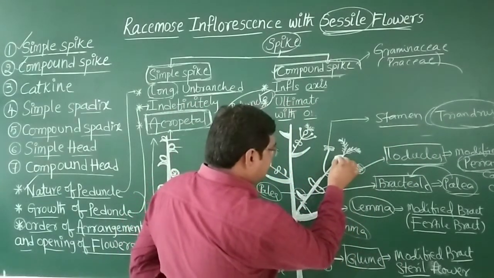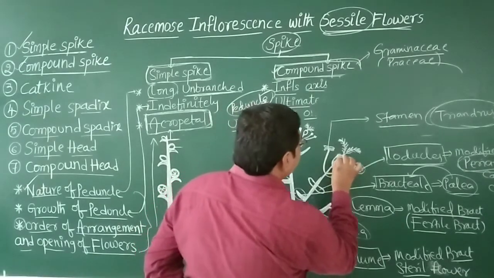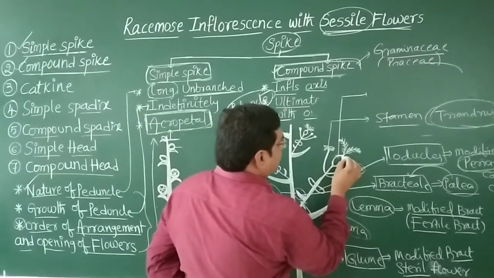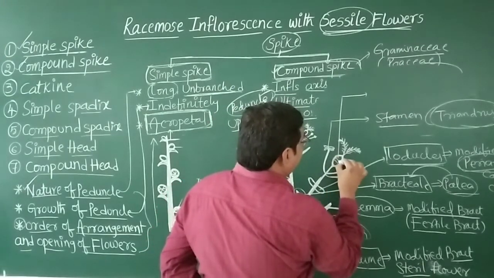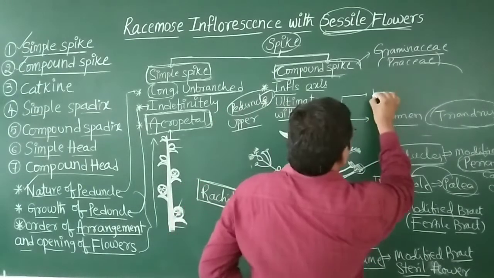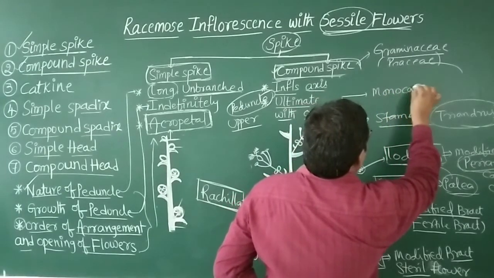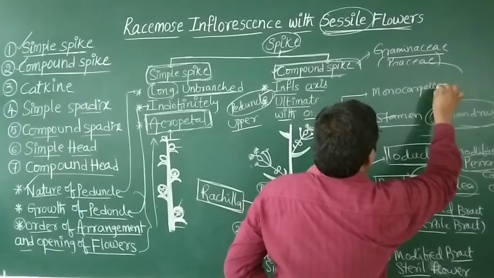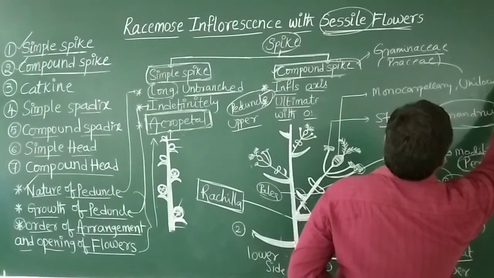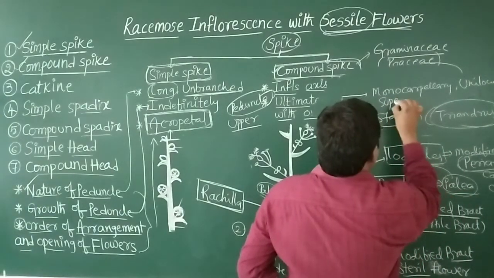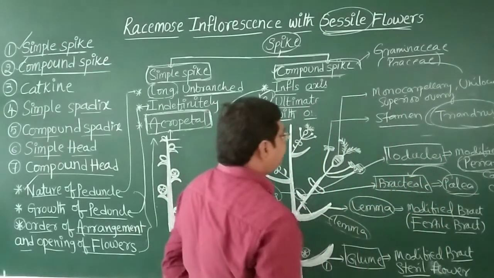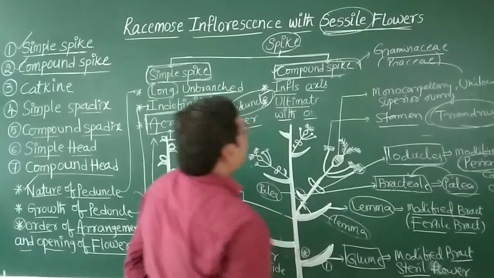Okay. Next, after the stamens, this is the carpel. The gynoecium is composed of carpels. Only a single carpel is there, that is called monocarpellary, unilocular and superior ovary. So these are the characteristic features of the gynoecium in a compound spike.